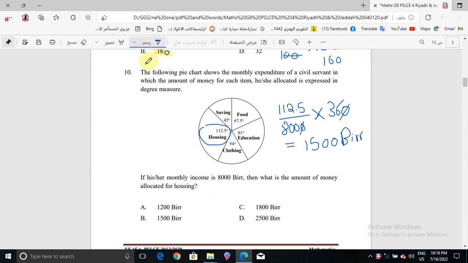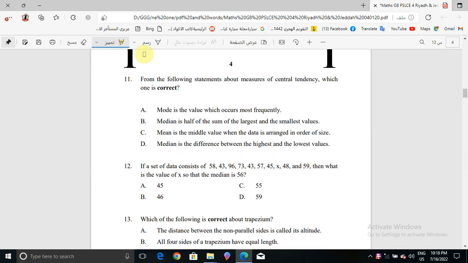Okay, so the correct answer for question number 10 will be choice B. Now question number 11: from the following statements about measures of central tendency, which one is correct?